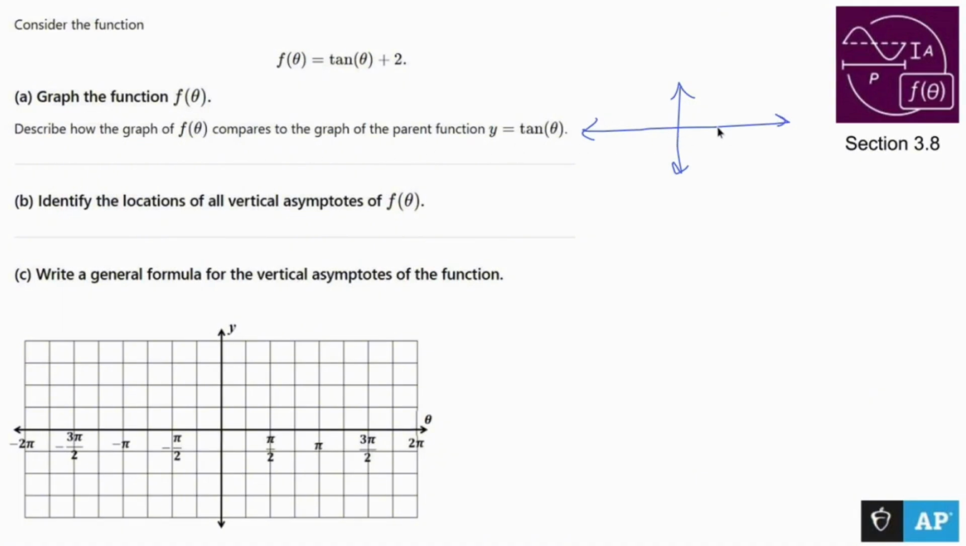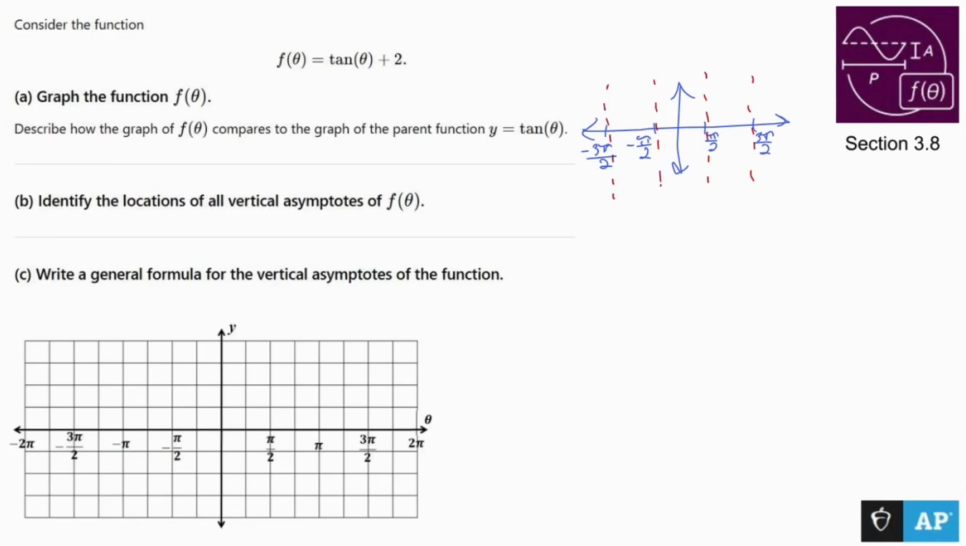Okay? Magic happens at pi over 2 and negative pi over 2. It has a period of pi, which means more magic happens at 3 pi over 2 and negative 3 pi over 2. You're going to have vertical asymptotes at all of these period numbers starting at pi over 2. So here, here, vertical asymptote here, here.